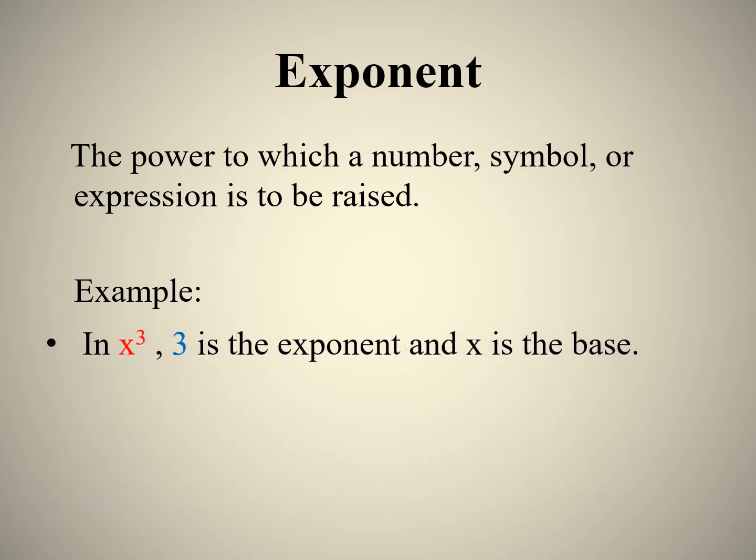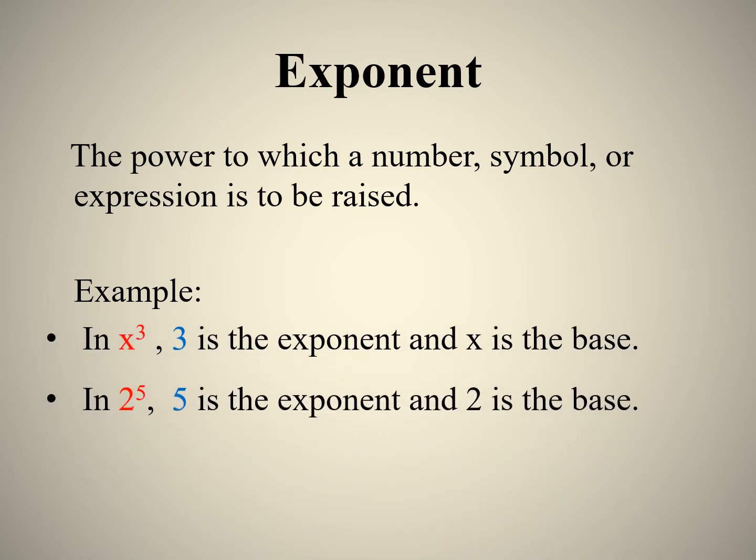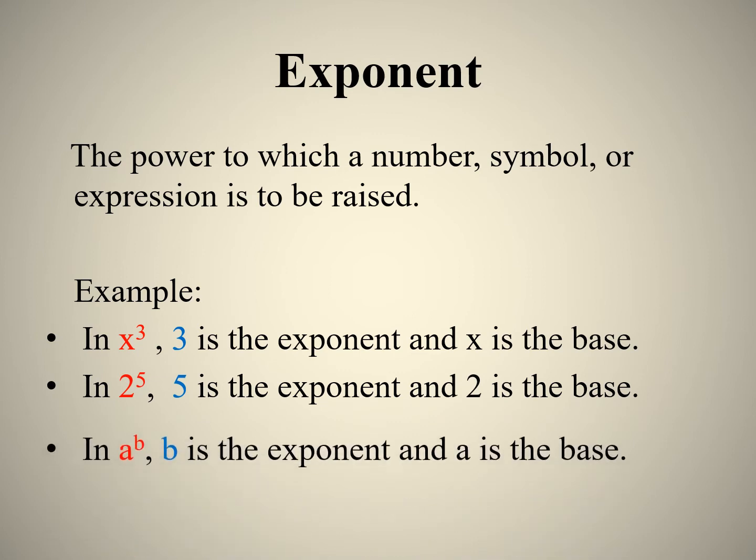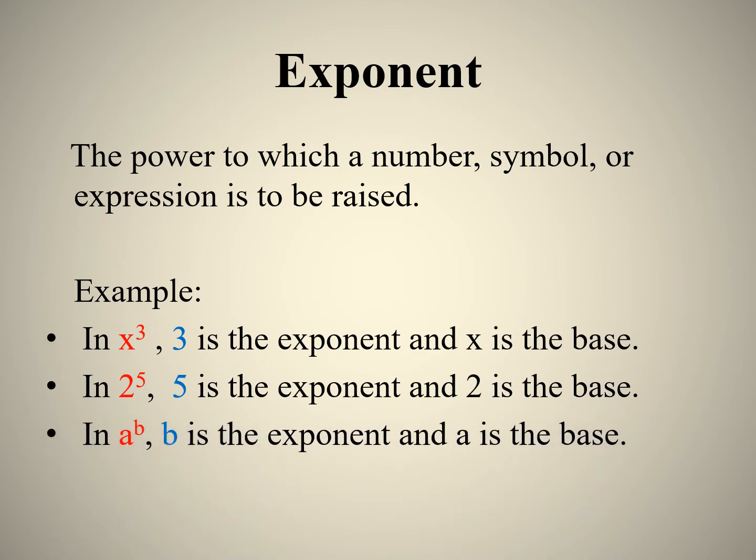In x raised to 3, we know that x is a symbol or variable. Then in x raised to 3, 3 is the exponent and x is the base. In 2 raised to 5, 2 is a number, 5 is the exponent and 2 is the base. In a raised to b, b is the exponent and a is the base.